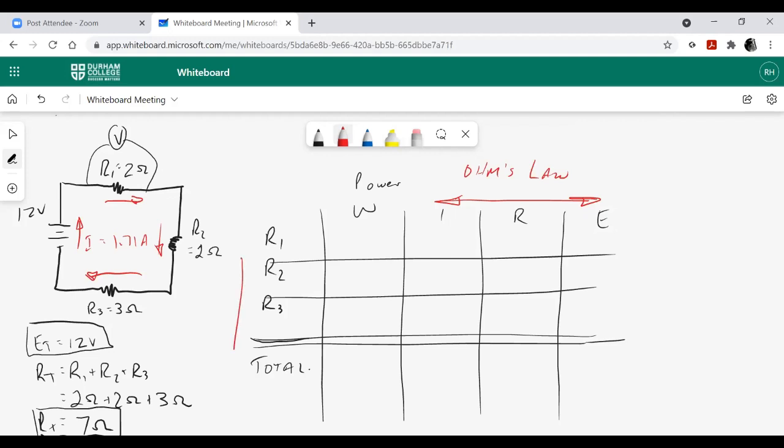If I'm moving vertically through this table, I'm using what are called series circuit rules. Okay, so what's a series circuit rule? I'll come back to that in a second.